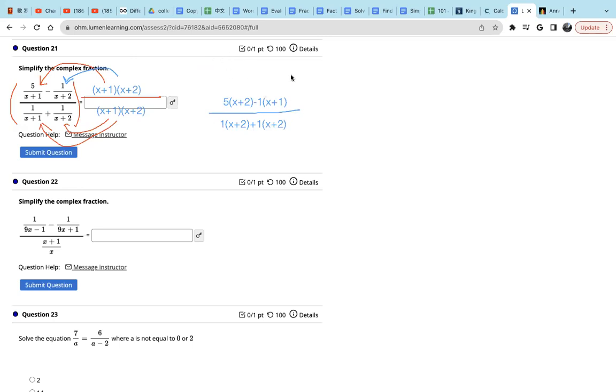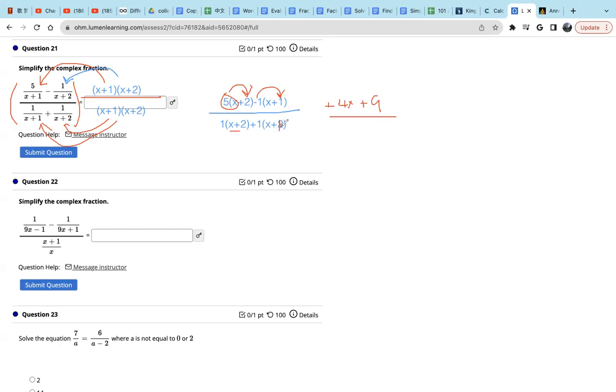So then this can be simplified, right? The numerator, I have 5x minus 1x, that's 4x positive. Then I have 5 times 2, that's 10. Then negative 1 times 1, that's negative 1. 10 minus 1, that's 9. So the numerator I have 4x plus 9. Denominator, I have x plus 2.